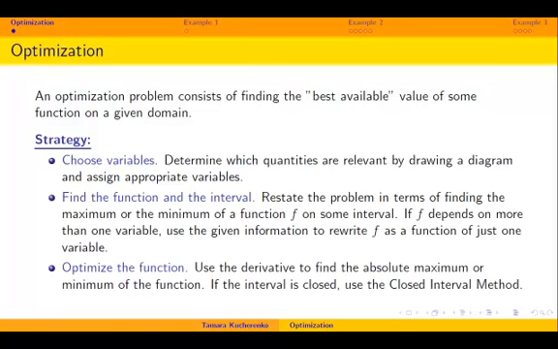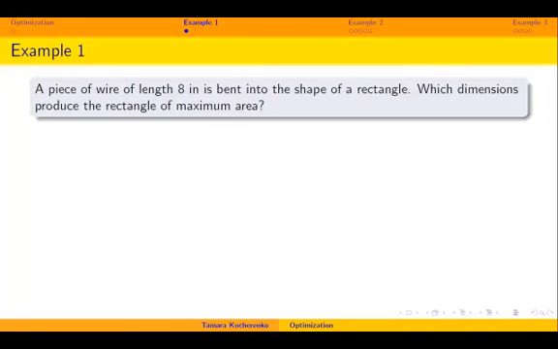And the final step is to optimize the function. Use the derivative to find the absolute maximum or minimum of the function. If the interval is closed, use the closed interval method. The rest of our lecture is devoted to working through several examples. Here is example number 1.